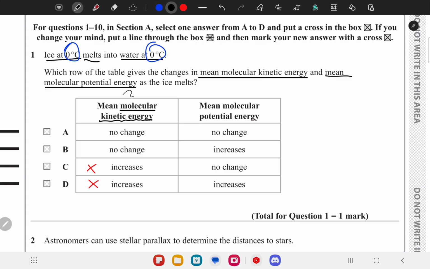since the molecular kinetic energy changes the temperature. So, if there is no change in temperature, even if the state changes, there won't be a change in the molecular kinetic energy.